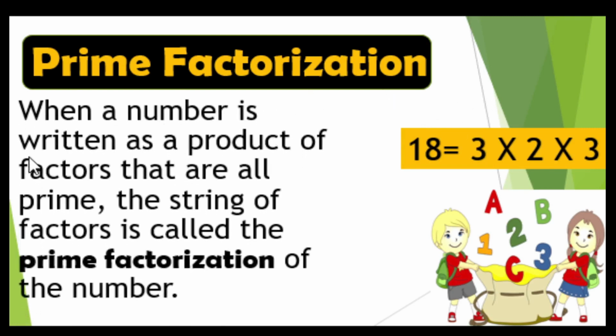When a number is written as a product of factors that are all prime, the string of factors is called the prime factorization of the number. For example, 3 times 2 times 3 is equal to 18. 3, 2, and 3 are the prime numbers of 18.